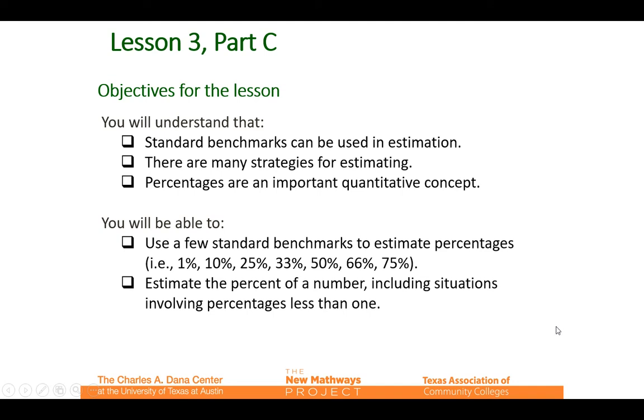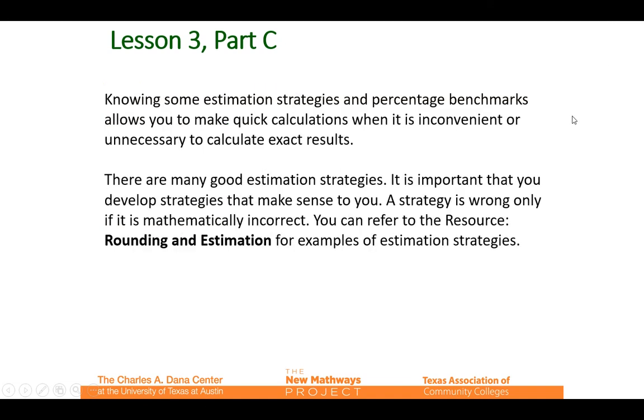All right. We want to understand that there are some standard benchmarks that can be used in estimation. We want to look at different strategies. We want to think about percentages. Some of the standard benchmarks to estimate percentages are things like 1%, 10%, 25%, 33%, 50%, 66%, and 75%. Those are some of the more common ones you're going to see. Let's just go on and see what we accomplish.